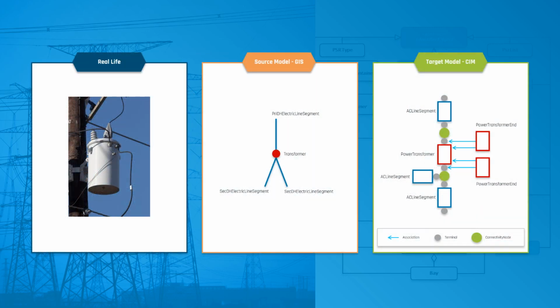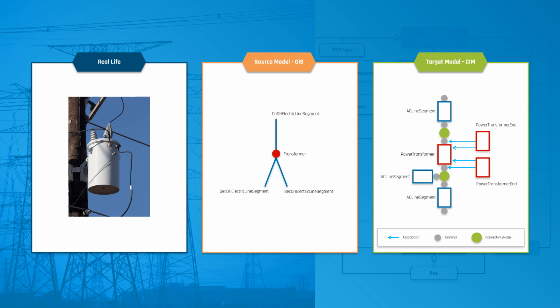To introduce the capabilities of the Simulix SIP adapter for ArcGIS, let us consider a simple example where we want to map a transformer from ArcGIS representation to a SIP representation. So, in the real world, we have a pole-mounted transformer with one line in and two lines out. In ArcGIS, this is represented by a primary overhead line, a transformer, and two secondary overhead lines. Now we want to make a SIP representation of this transformer.